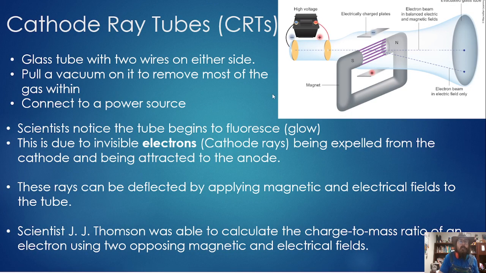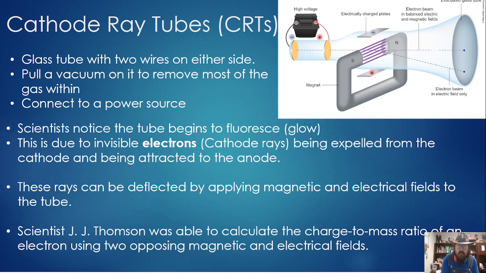So around the time they found a way to create what's called a cathode ray tube. It's a glass tube where we put two wires into either side of this glass tube, and we pull a very strong vacuum on it. So we basically evacuate this tube of all air, or most of the air, and we connect these two wires to a power source. So when they do this, they put the wire through the tube. They notice the tube begins to glow.